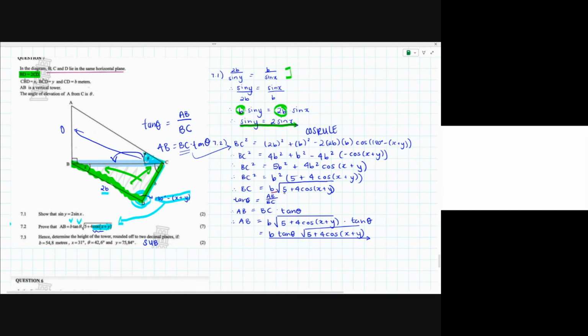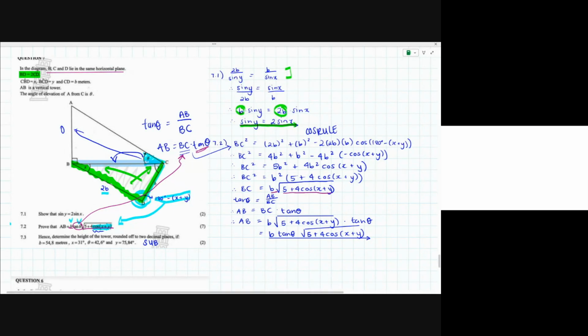So we've got the B, and we've got the 5 plus 4 cos X plus Y square rooted. So the only thing now we need is the tan. And as we can see, once we substitute in BC, we then have it times tan theta. So always go back to what it is that you're trying to prove in order to figure out your methodology.